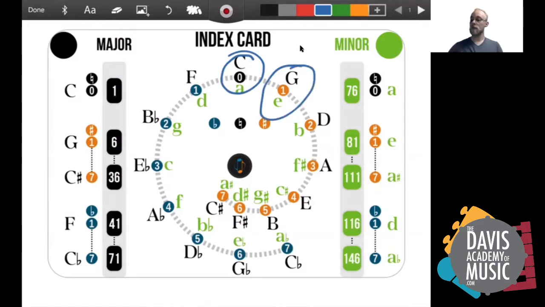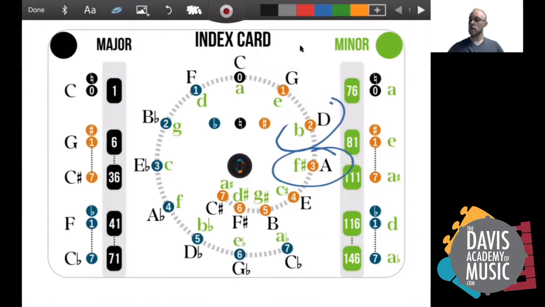Now, the reason it's mapped around a clock is because C has 0 sharps and 0 flats, therefore it's at the 12 o'clock or the 0 position. Now if we go over to the 1 o'clock position, we see G major, which has 1 sharp. And then at the 2 o'clock position, we see D major, which has 2 sharps. We see here the A major position, which has 3 sharps, and so on.